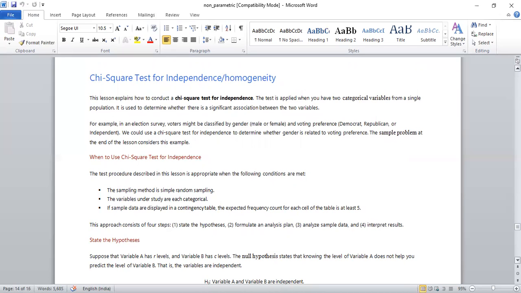So when to use the chi-square test for independence? The test procedure described in this lesson is appropriate when the following conditions are met. The sampling method is simple random sampling. The variables under study are each categorical. If sample data are displayed in a contingency table, the expected frequency count for each cell of the table is at least 5. This approach consists of four steps: state the hypothesis, formulate an analysis plan, analyze sample data, and interpret results.